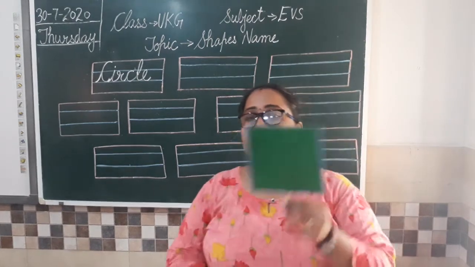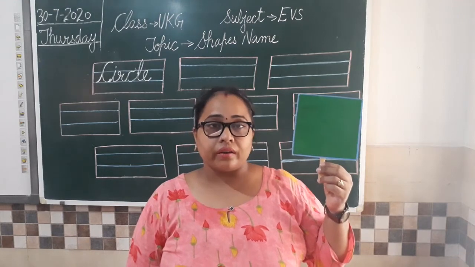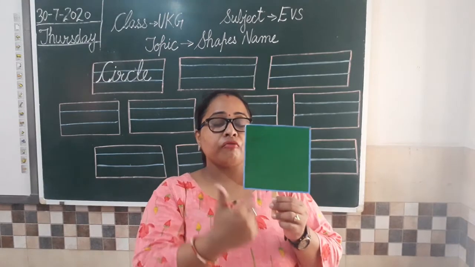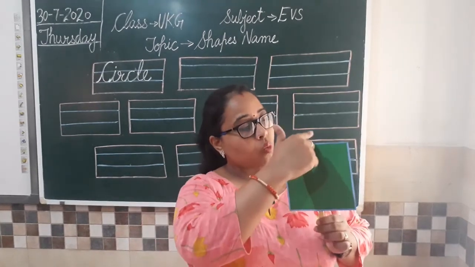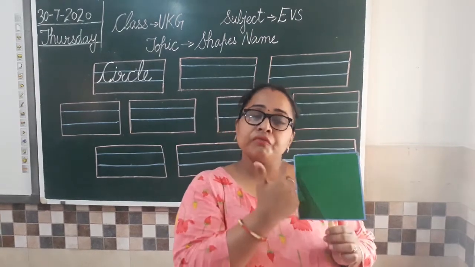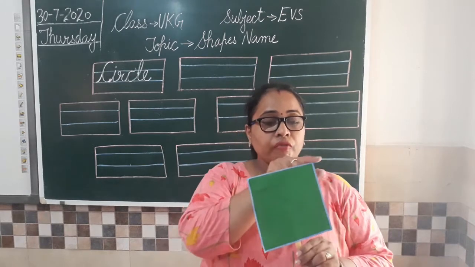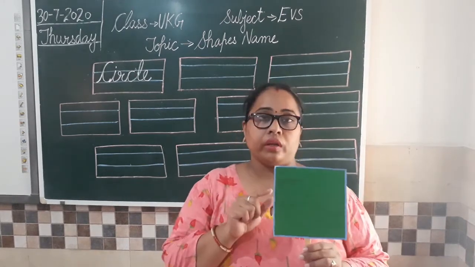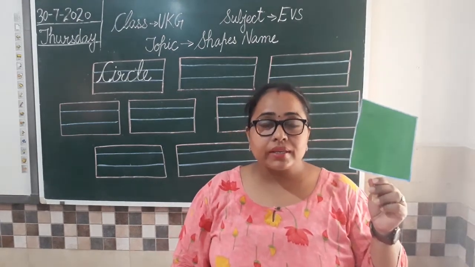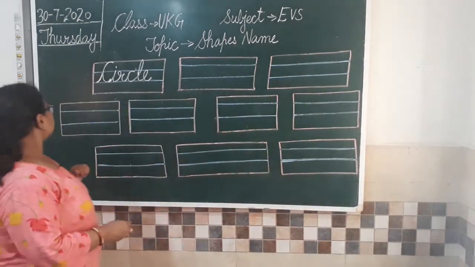Can you tell me which shape is this? It's a square. It's a square shape, and you know square has 4 sides. कितनी sides होती हैं? 1, 2, 3, 4. So square has 4 sides, and all these 4 sides are equal. ये जो इसके 4 sides होते हैं ना, ये equal होते हैं. Then only we call it a square. So which shape is this? It's a square shape. So now I'm going to write square.